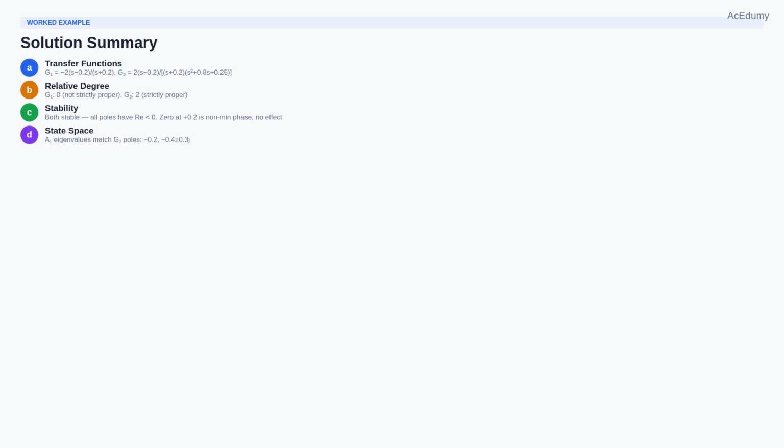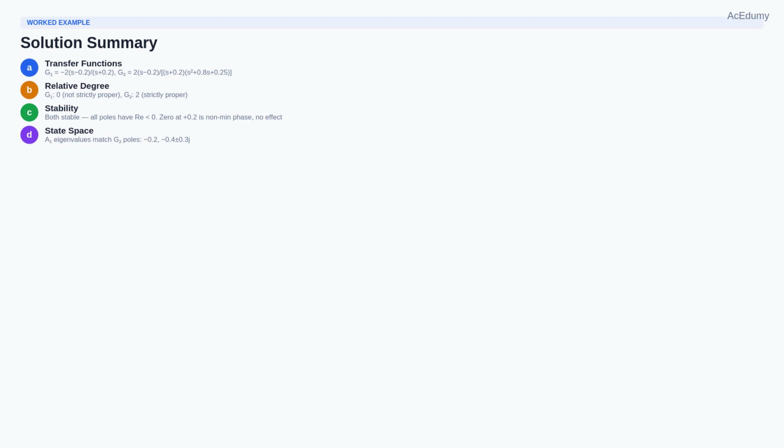From the pole zero plots with k equals -2, G1 equals -2 times (s minus 0.2) over (s plus 0.2) with relative degree 0. G2 equals 2 times (s minus 0.2) over (s plus 0.2) times (s squared plus 0.8s plus 0.25) with relative degree 2.